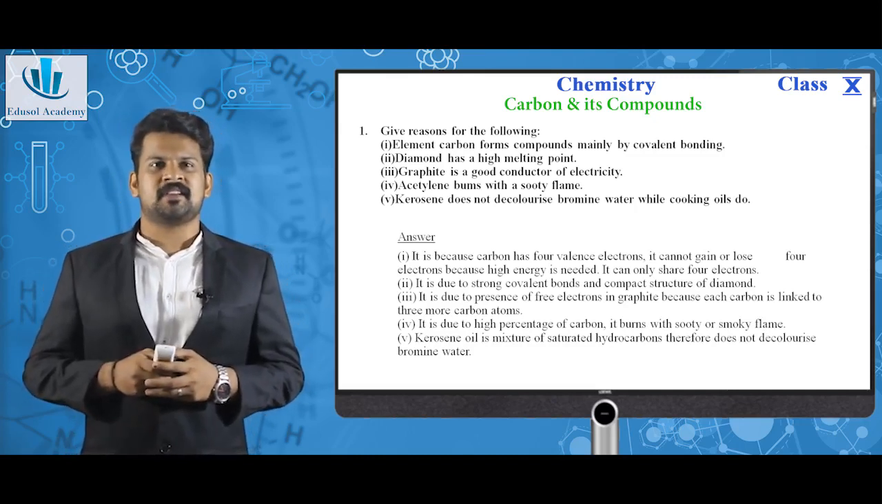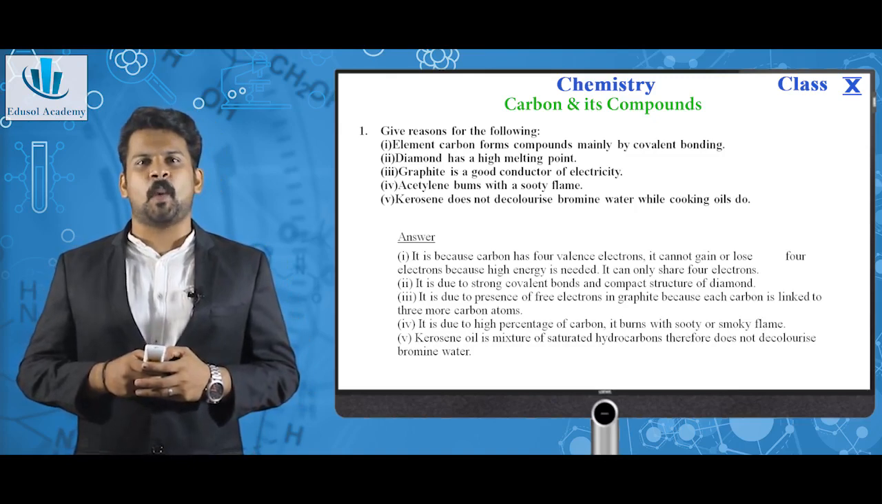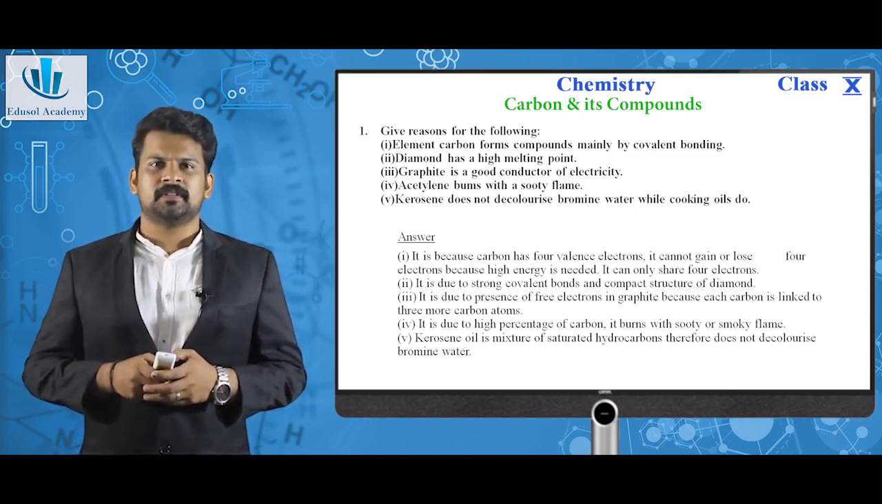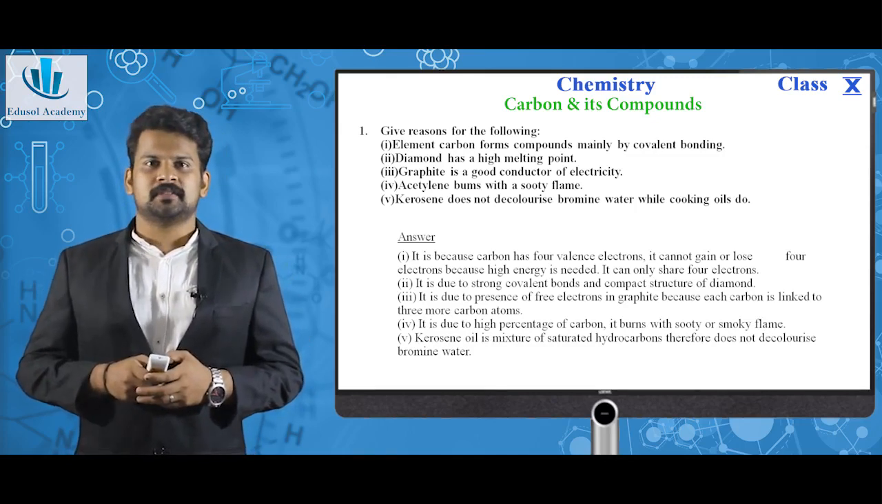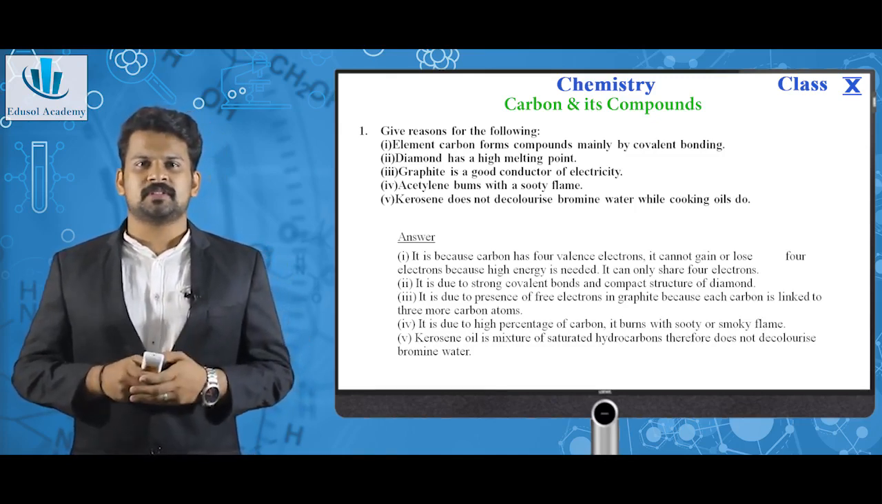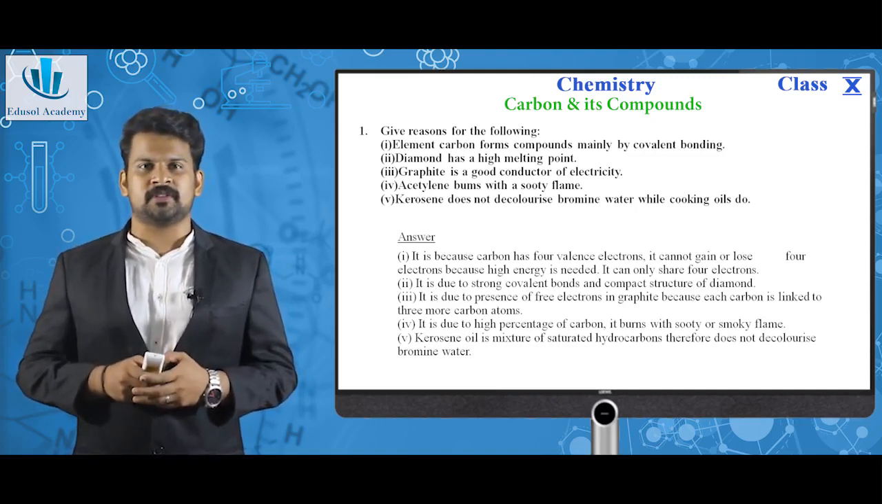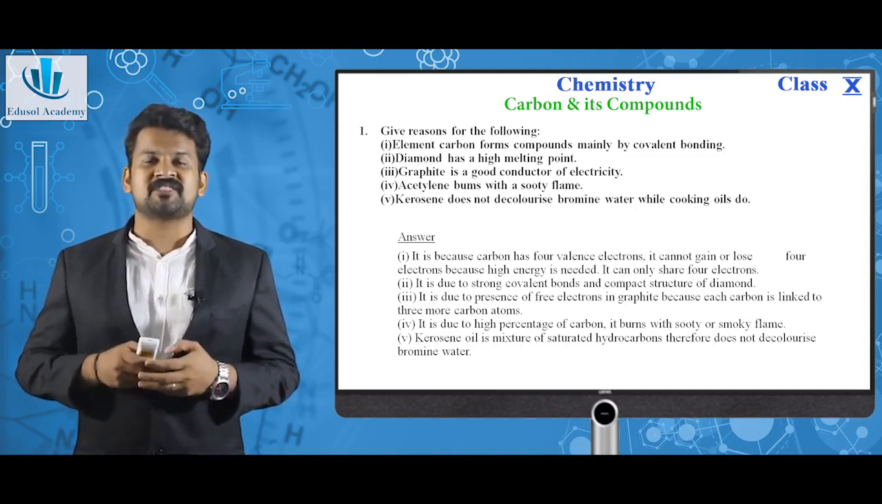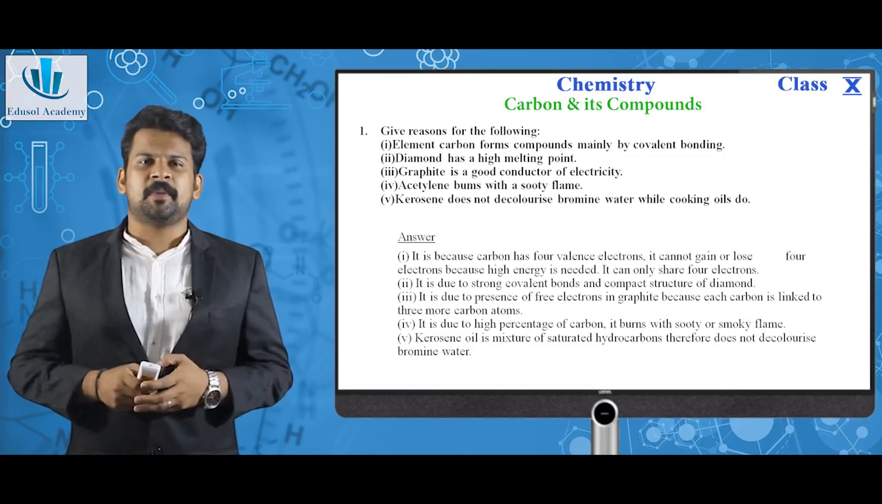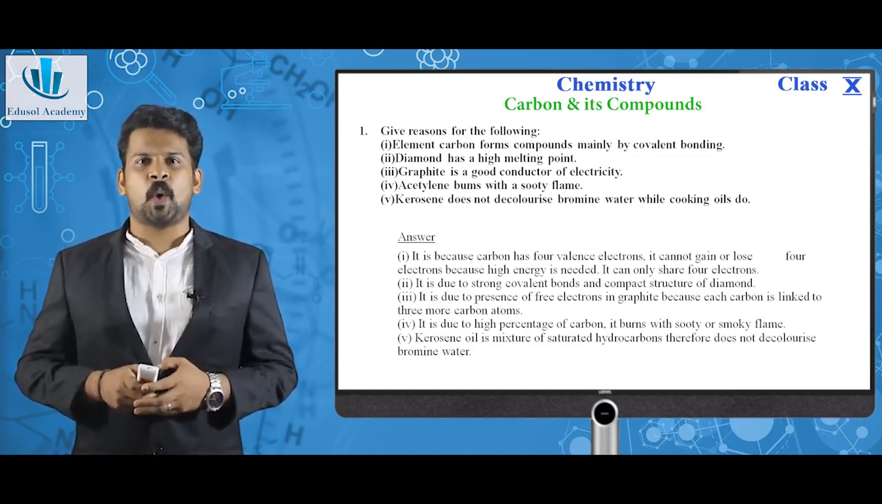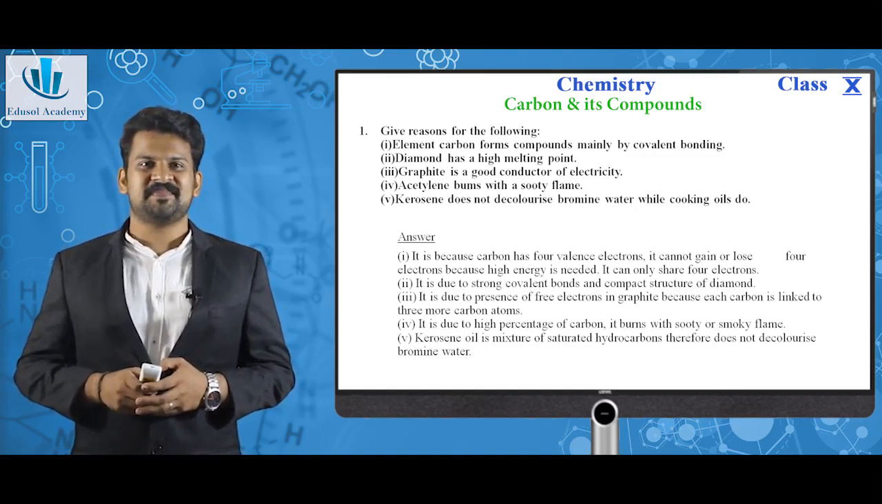The first question: carbon forms compounds mainly by covalent bonding. It is because carbon is a tetravalent element. It has 4 valence electrons. It is impossible to gain 4 electrons or lose 4 electrons, as it will give rise to an unstable condition. So, carbon has only one option, to share its electrons. So, only covalent bonding is possible.